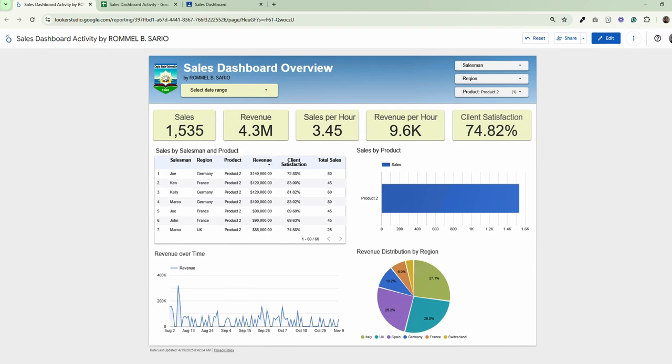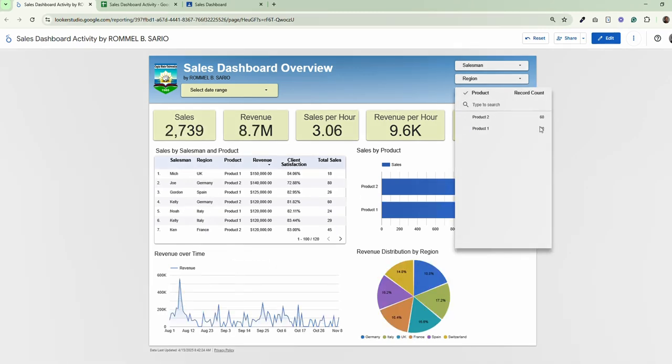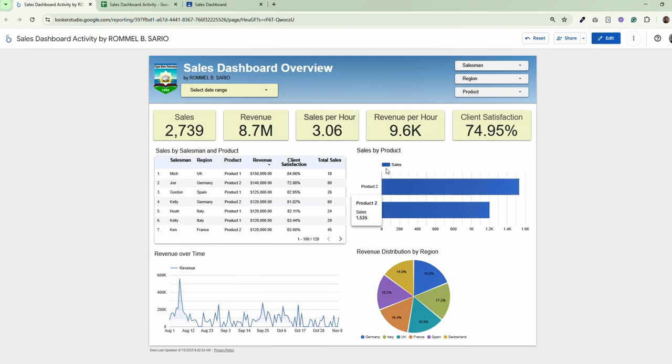And then we also have diagnostic analytics. It answers the question, why did it happen? So we have here Germany and product 2 doing well. Product 2 and Germany have the highest revenue. So that's for diagnostic. So the question is, why? Why are they high here?